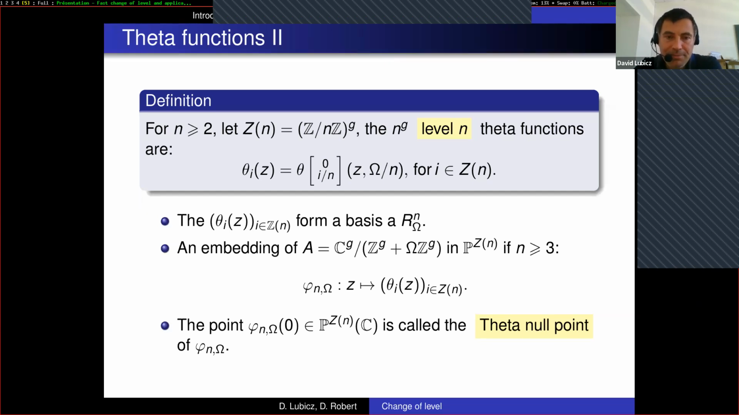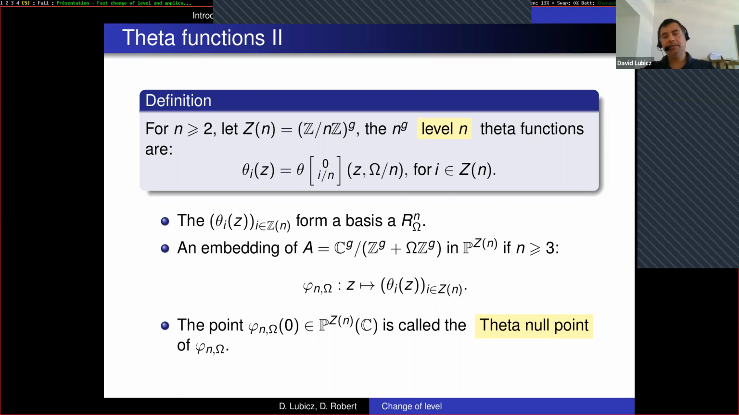And it can be shown that these n to the g theta functions form a basis of the level n quasi-periodic functions with respect to lambda omega. As a consequence, if the level is greater than 3, one obtains a projective embedding of the analytic Abelian variety defined by omega into the projective space of dimension n to the g minus 1, just by evaluating these theta functions at a point z of C^g.